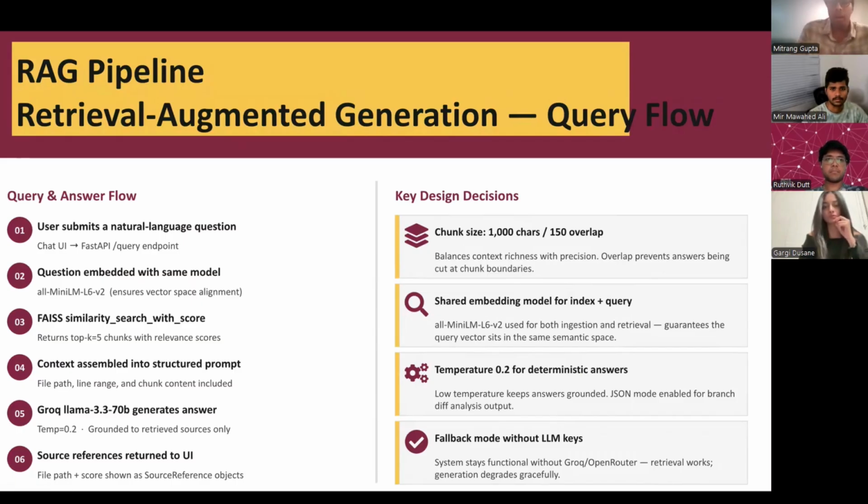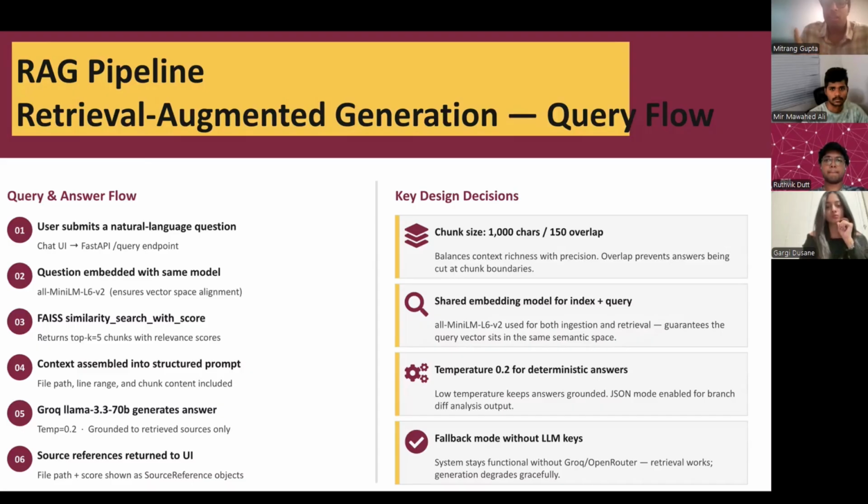Here's how a query actually flows through the system. The user question is embedded with the same model used at ingestion. This keeps the query and the index in the same vector space. Then FAISS returns the top five chunks with relevance scores, and these chunks are assembled into a structured prompt, and Groq generates an answer for consistency and grounding. Then the source file references come back to the UI along with the answer.